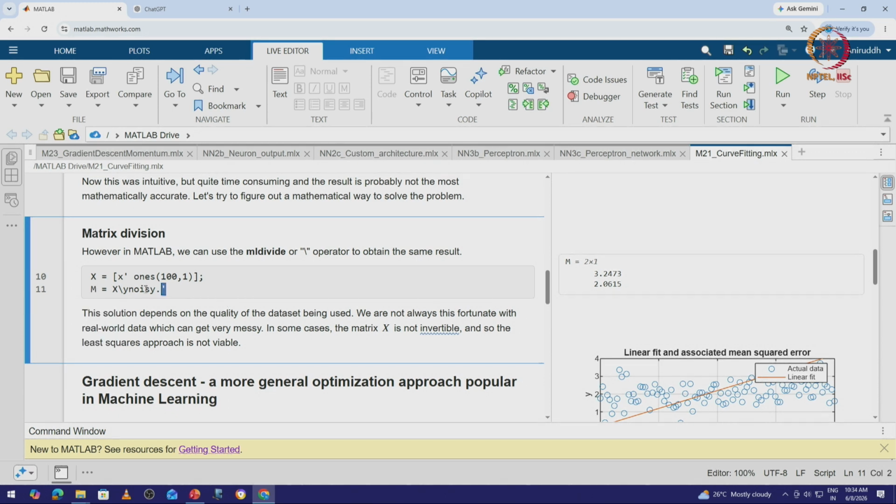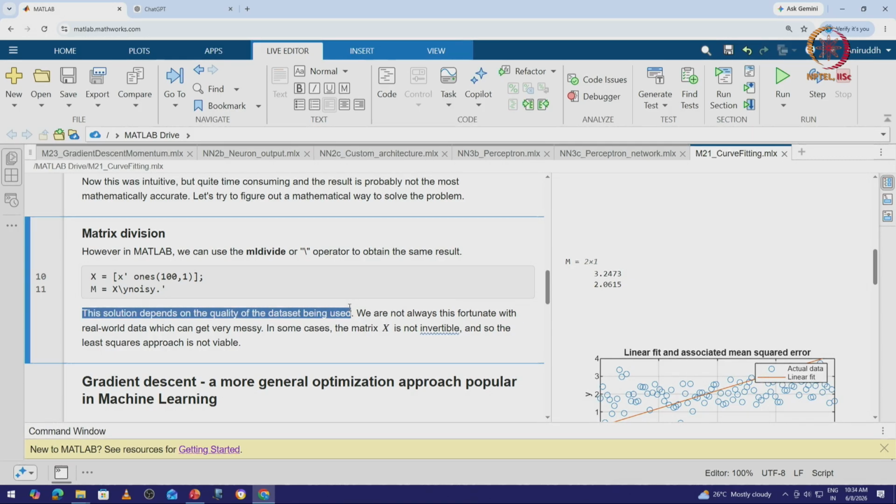So MATLAB does give us a command to do this directly, and these are the most optimal parameters for that particular sample points. Now the solution depends on the quality of the data set used, right, and this is also something we observed in our curve fitting example.